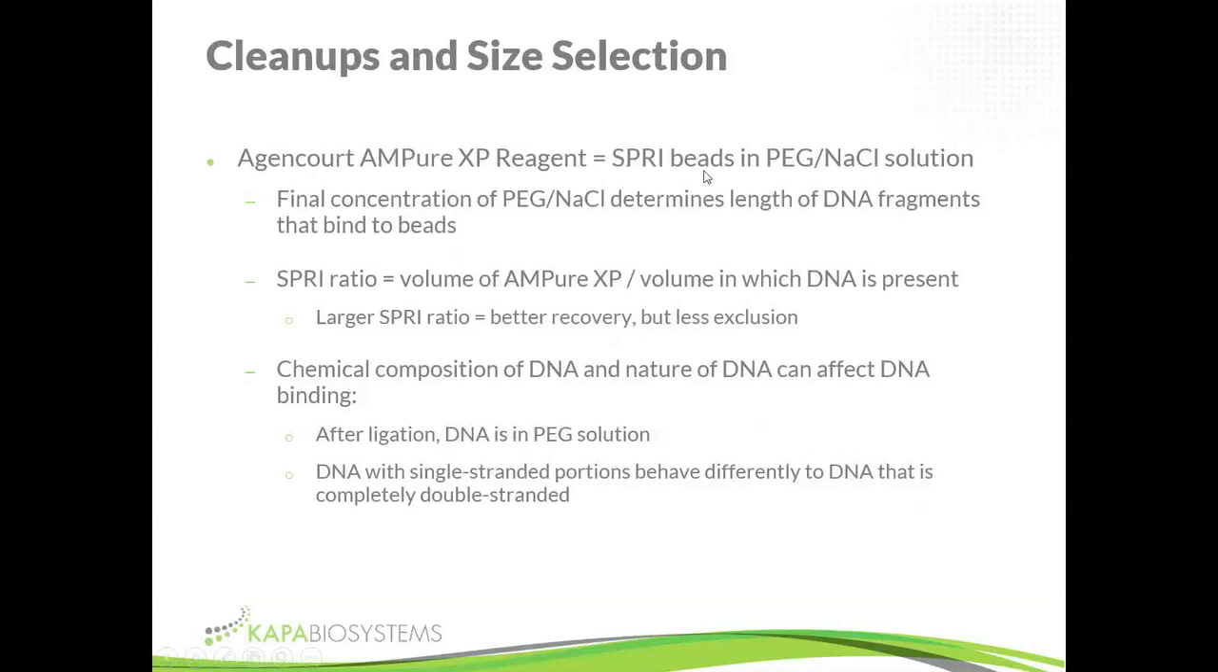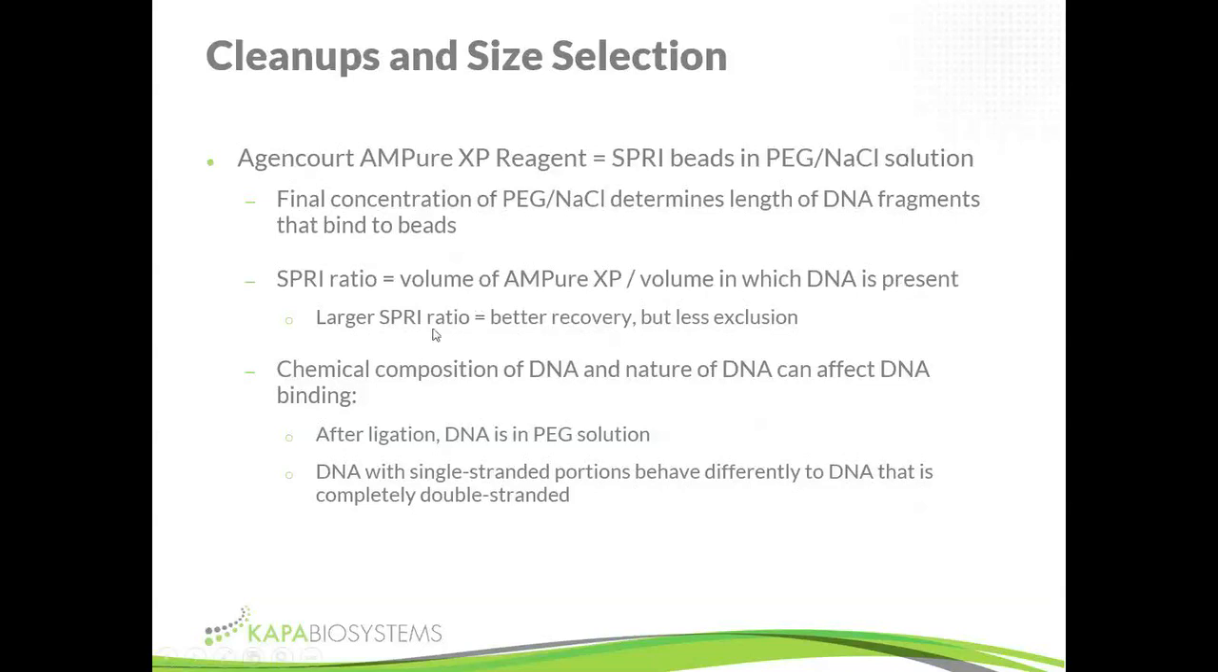And we talked about SPRI ratios. It's not the beads themselves, but the ratio, in other words the final concentration of the PEG sodium chloride solution, that determines which DNA fragment lengths bind to the beads and which ones aren't bound, in other words, are going to be washed away. Your SPRI ratio is basically just the volume of AMPure versus the volume in which your DNA is present. And so the larger the ratio, the better the recovery, but the less exclusion.